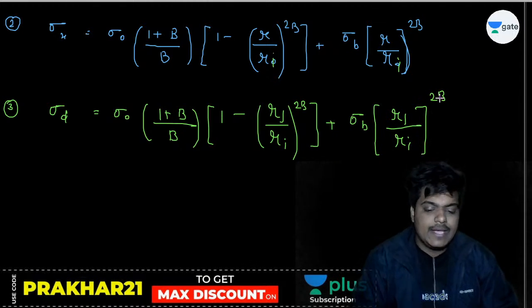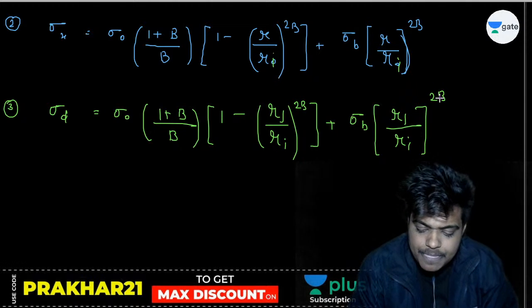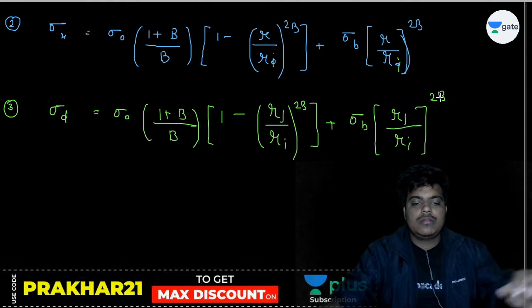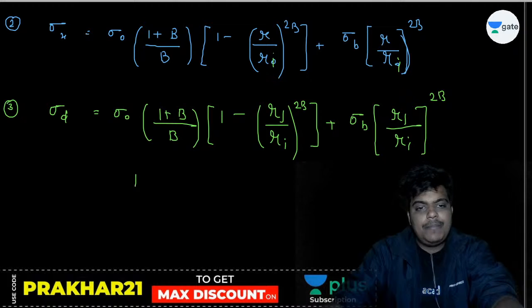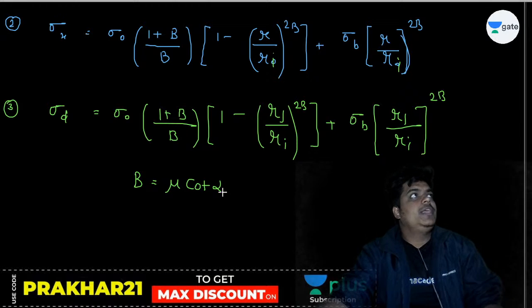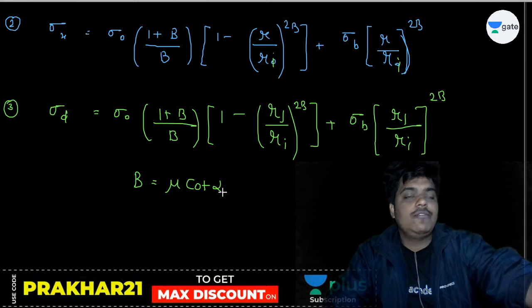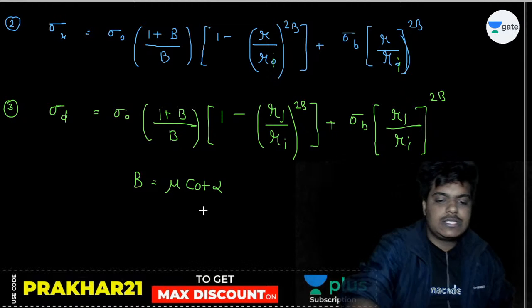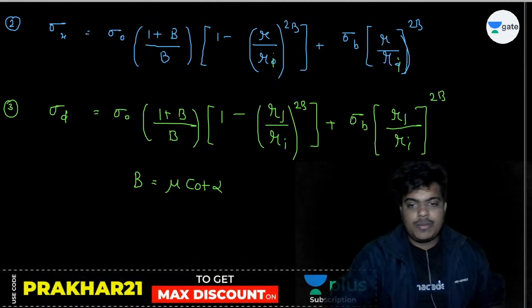सर ये b क्या है? What do you mean by b? So b is nothing but mu cot alpha. What is b? b is mu cot alpha. Just a second, नोट डाउन करो, तब तक मैं पानी पी लूं थोड़ा.